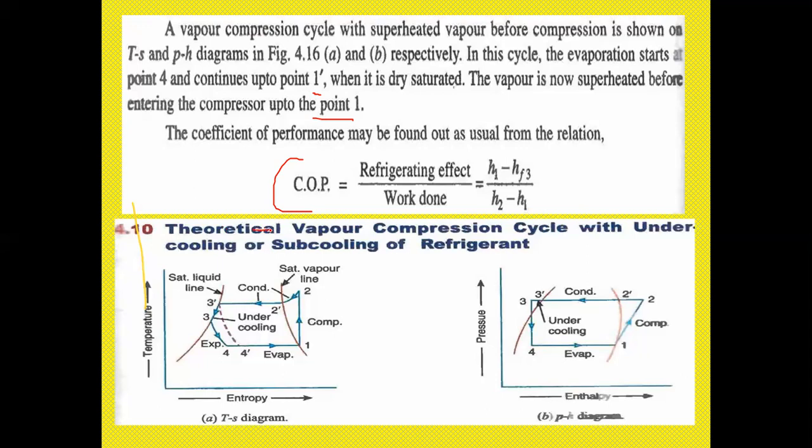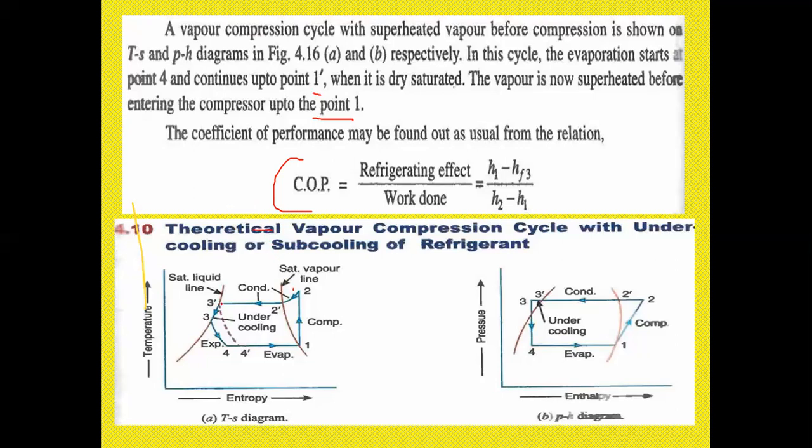Now based on this, we will see the other type, that is the theoretical vapor compression cycle with undercooling or subcooling. If you see the undercooling or subcooling, points 1 and 2 are the same as in a compressor. From 2 to 2 dash it has changed, and that is a saturation vapor line to the condenser. In between you have a saturation line.